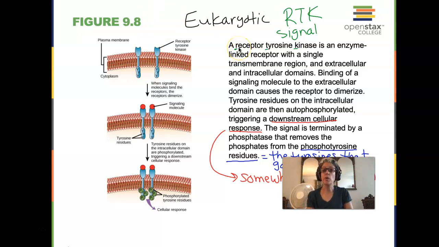Receptor means it's going to bind to a signal, some ligand that will stick to it. This crosses all the way across the plasma membrane, and it is dimeric, 2 pieces.